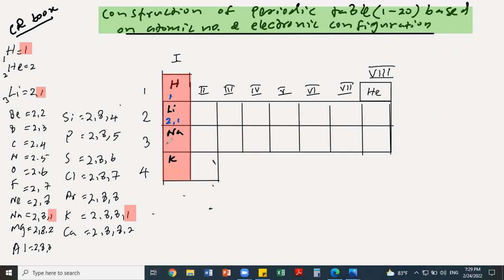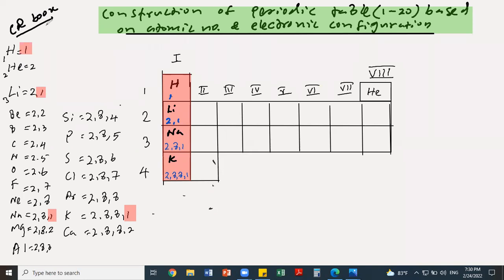Please copy this down, everyone. This is 2, 8, 1. This is 2, 8, 1. This is 2, 8, 8, 1. Look at the screen, everyone. So outermost shell 1 electron means they all belong to the same group. Therefore group number equals the number of electrons in the last energy level. Please write that separately.